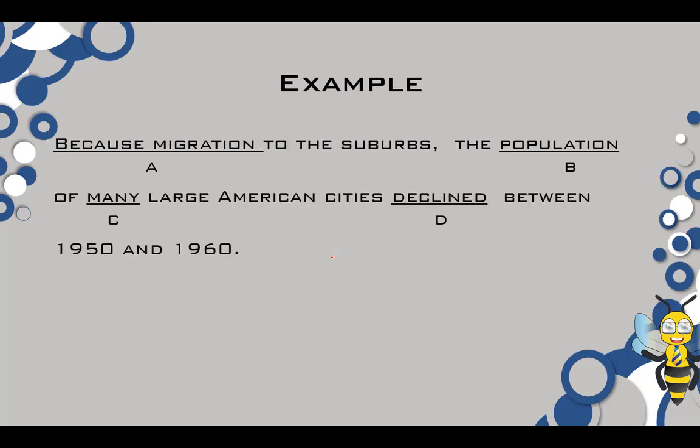So, for example: "Because migration to the suburbs, the population of many large American cities declined between 1950 and 1960." That's really obvious, right? Well, we're talking about this topic, so it's because. But why? Because of migration. That's right, we need because of. Because migration is a noun.